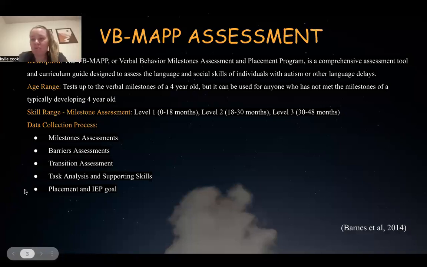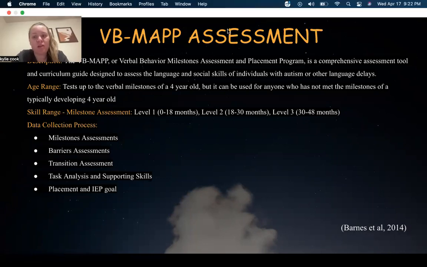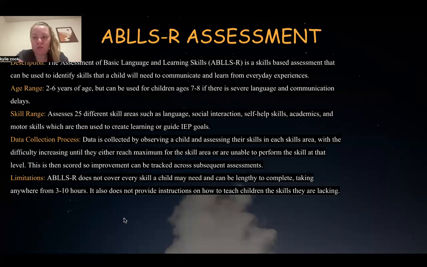I'm Kylie, and I'll be talking about the VB-MAP assessment. The VB-MAP is an assessment tool and curriculum guide for those with autism or other language delays. It tests up to the verbal milestones of a 4-year-old, but can be used for anyone who has not met those milestones of a typically developing 4-year-old. There are 5 different assessments that go into this one assessment.